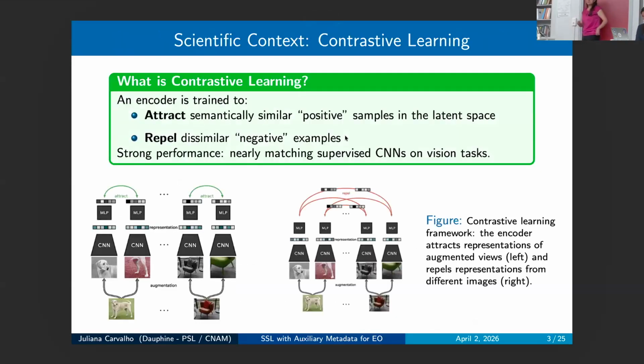First, I would like to recall the concept of contrastive learning. It's basically a methodology where you have two augmentations of an image, and you try to train a network to push together the two representations, two augmentations that came from the same image, as you can see on the left. And on the right, we try to repel the two versions that come from different images. Contrastive learning has demonstrated a strong performance, almost matching supervised settings.